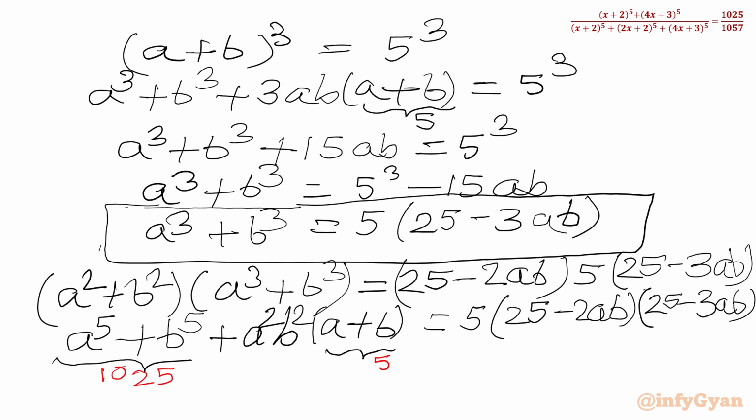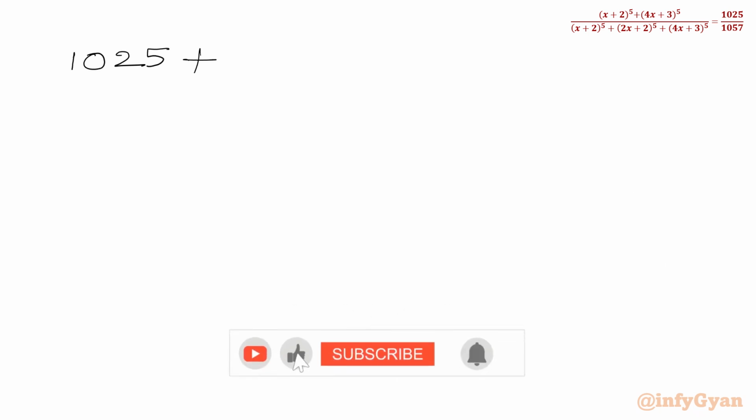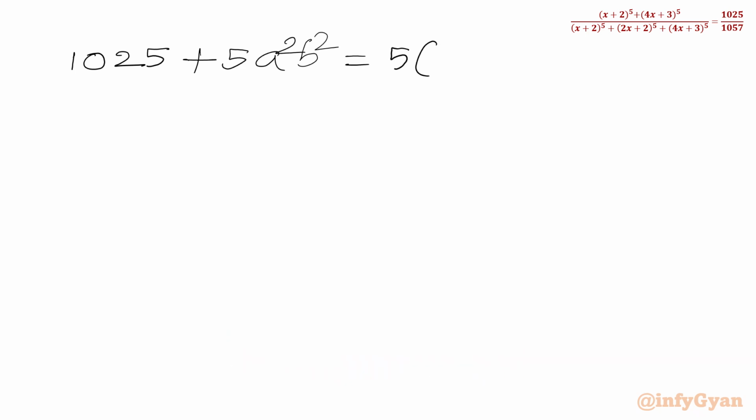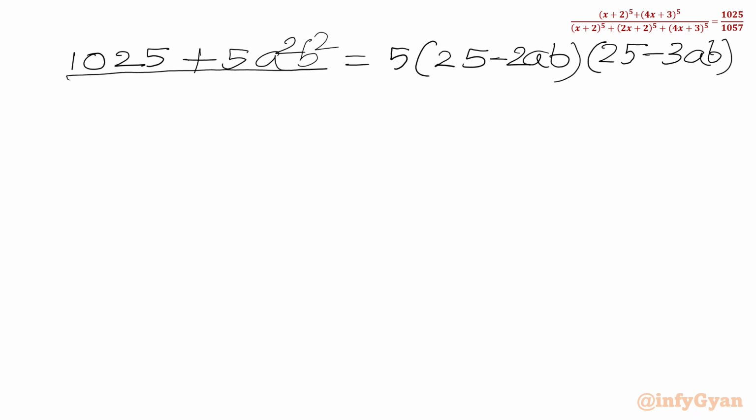Now A plus B is 5, a power 5 plus b power 5 equal to 1025. So we will write our equation: 1025 plus 5 times a square b square equal to 5 times, in the bracket, 25 minus 2ab times 25 minus 3ab. Now equation is divisible by 5. We will divide both sides by 5. So 1025 divided by 5, we will get 205. This side also we will divide by 5. This 5 and 5 will be over.